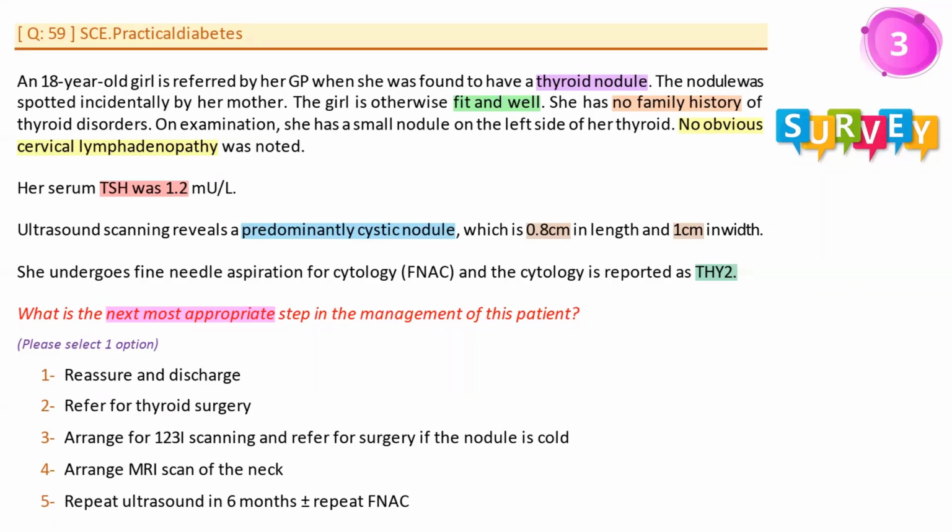Actually, in this situation, I will start propylthiouracil. If the TSH receptor antibody is positive, so this is Graves disease, and I will start propylthiouracil. But don't forget that the TSH will be less than this number. Actually, it will be suppressed.